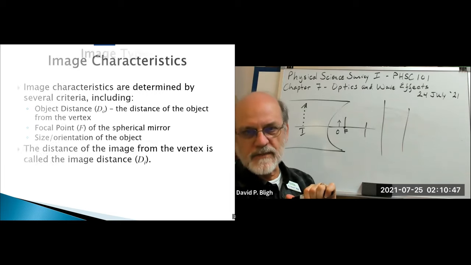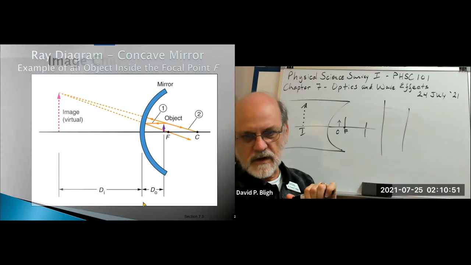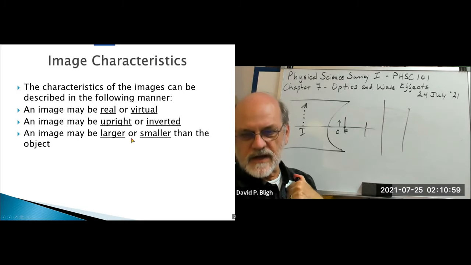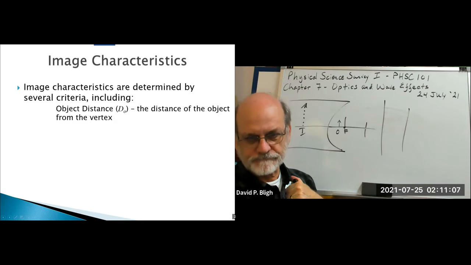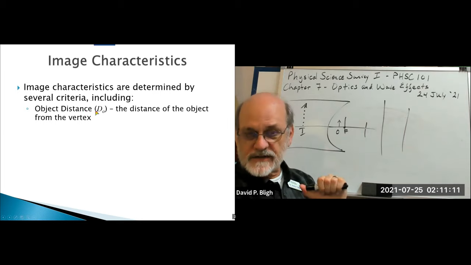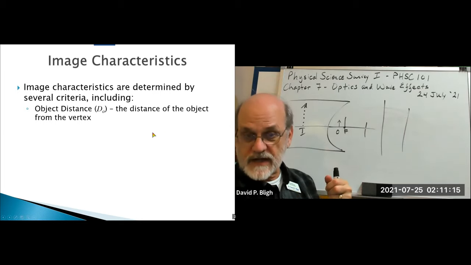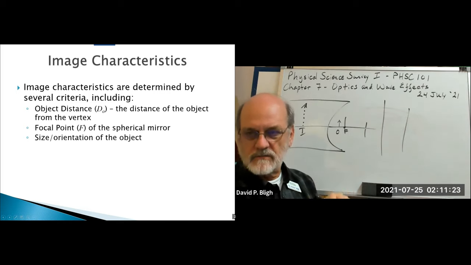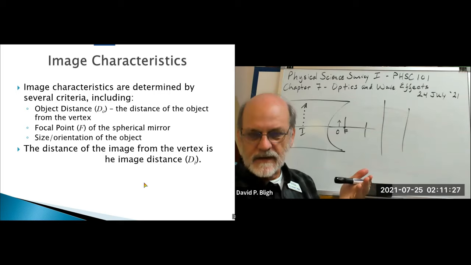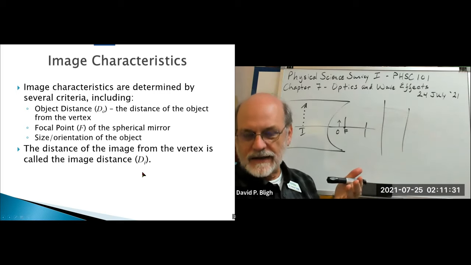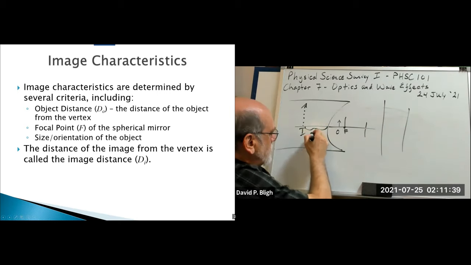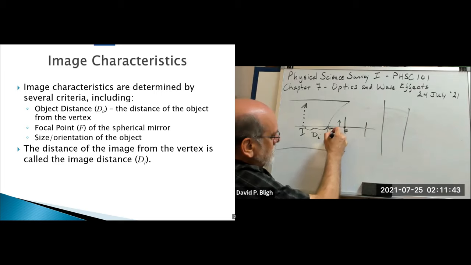All right, I know I skipped some stuff, so let me back up and be sure we cover all our bases. Here we go. We can characterize the image as either real, virtual, upright or inverted, larger or smaller than the object. I mentioned the distance. The object distance is d sub zero, just the distance of the object from the vertex. Focal point, we've defined that. Size and orientation, we know how to do that with a ray diagram. The distance of the image from the vertex is d sub I. So in this case, d sub I would be this direction, and this would be d sub O.